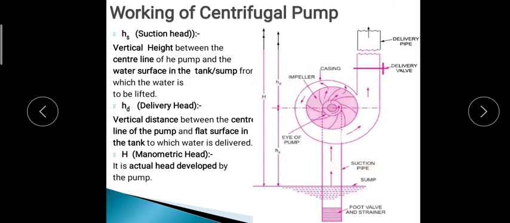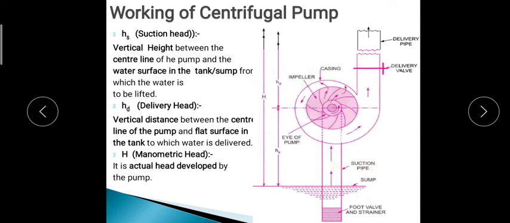Because of the rotation of the impeller, it creates a suction force, or a vacuum inside the suction pipe. Vacuum is nothing but low pressure. The water in the sump is at atmospheric pressure, while in the suction pipe we are generating vacuum pressure.